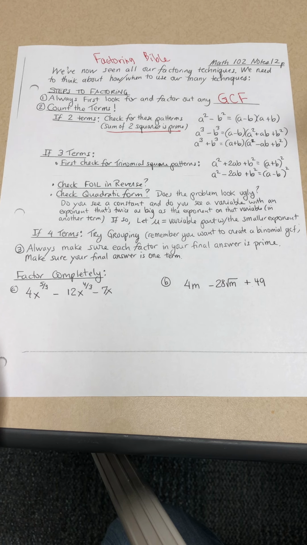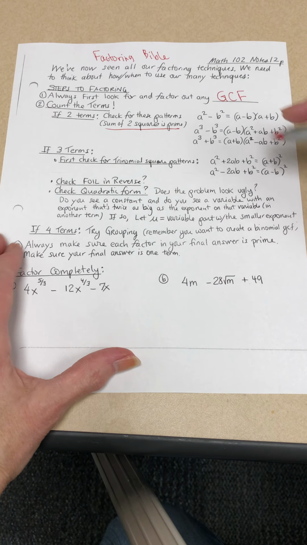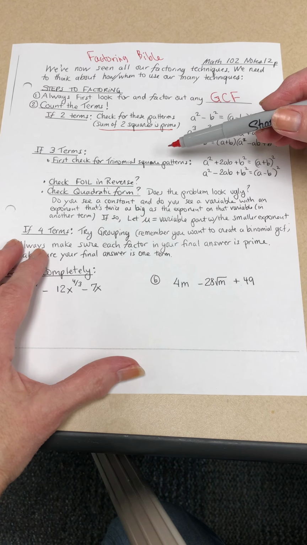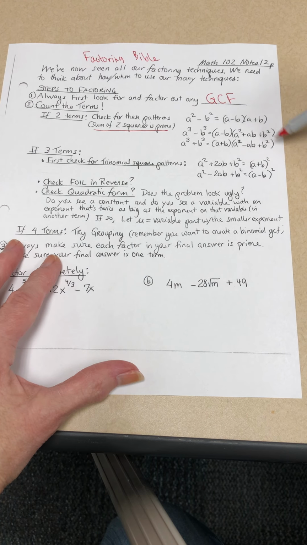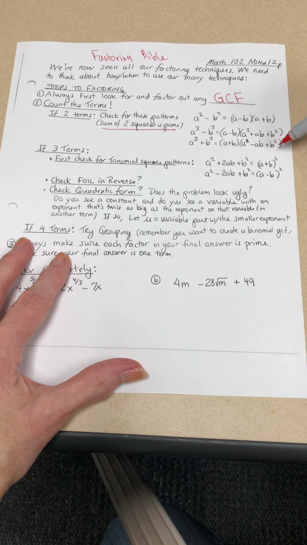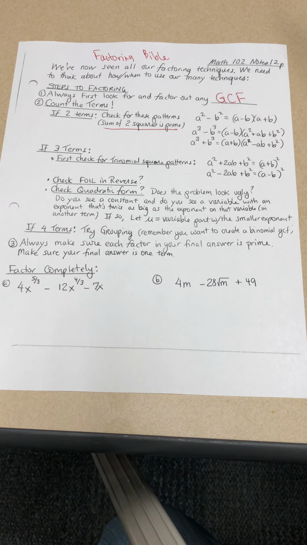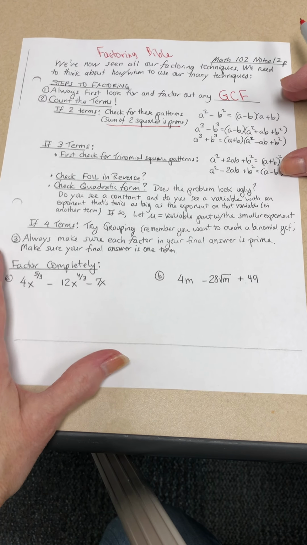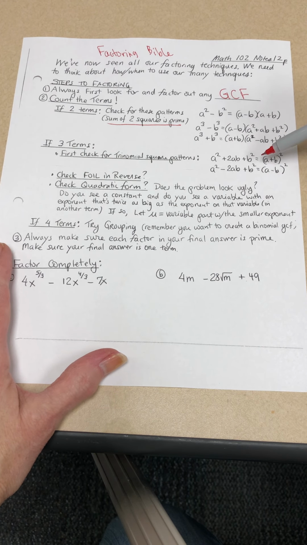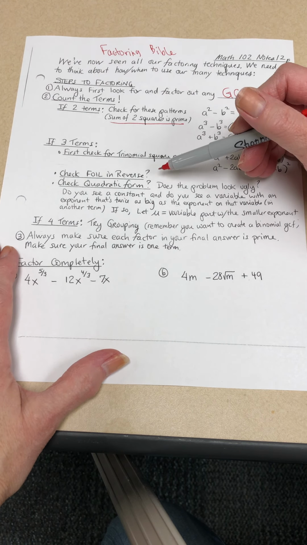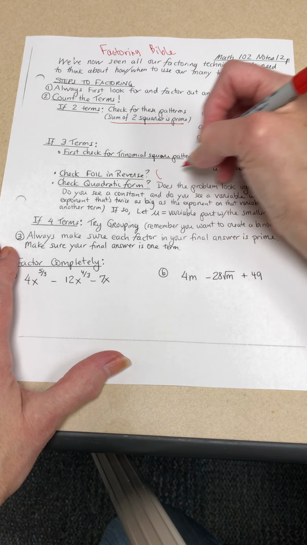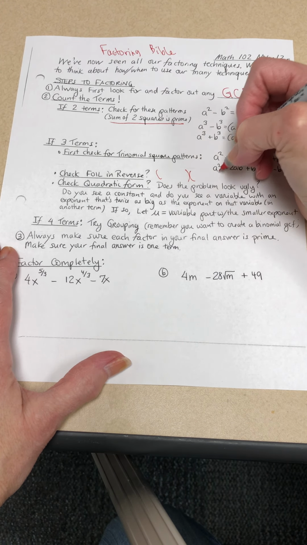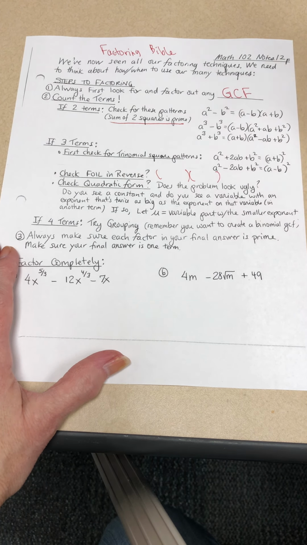If there are 3 terms, first check to see if you have a trinomial square pattern. That is, does it factor as the square of a binomial? Because if it fits that pattern, you don't have to think about it. Boom, you've got it factored. If it doesn't fit that pattern, maybe it's FOIL in reverse. So that's where you write out the 2 blank parentheses and basically guess and check.